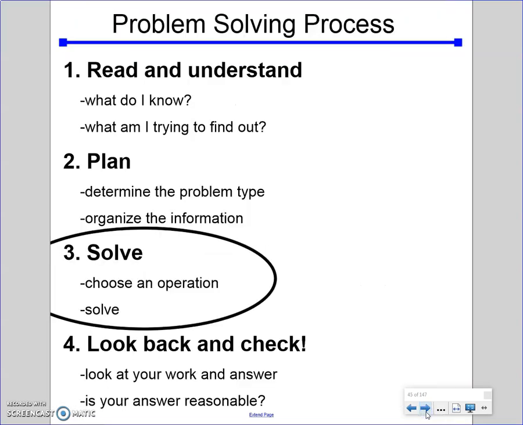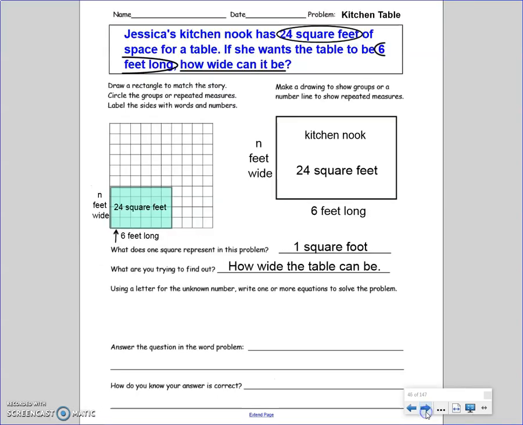We're ready for step 3. We're going to choose an operation and solve. This is an area division problem because we know the total area and we're trying to find how wide it is. So we're going to write a division equation. What will the dividend be in this problem? I agree, 24 square feet is the total amount of square feet. It's our dividend. What are we going to divide that by? What is the factor we know? What is our divisor? I agree, 6 feet long is our divisor. And of course, this is going to tell us n, how many feet wide the item is.